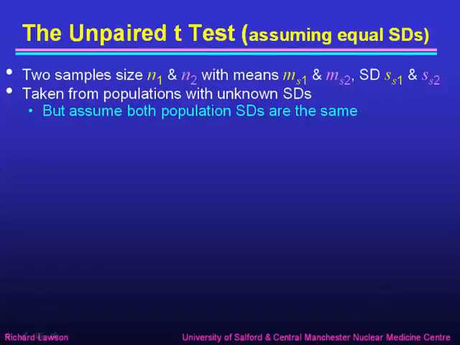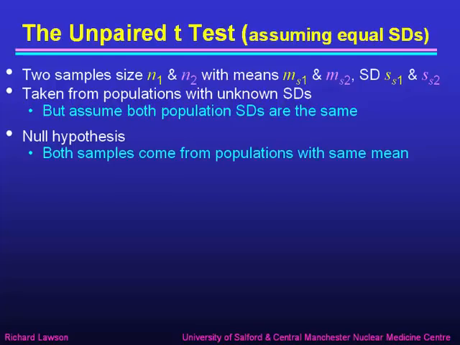The other test that I mentioned is the unpaired t-test, and this comes in two versions. The first version assumes equal standard deviations. We've got two samples of size n1 and n2 with means ms1 and ms2 and standard deviations ss1 and ss2. They're taken from populations with unknown standard deviations. So we're now assuming that we don't know the standard deviations of the populations, but in this version of the test we assume that both populations have the same standard deviation.